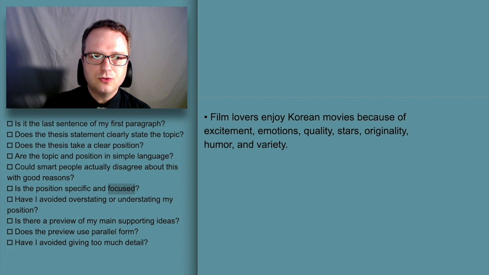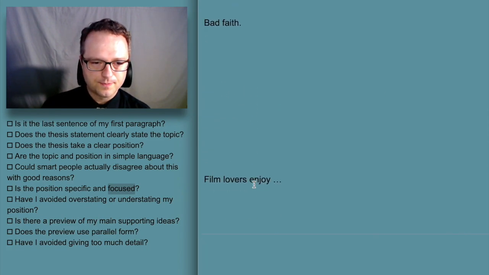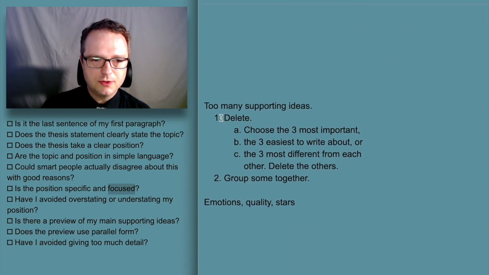So what can you do when you have too many ideas? Well, there are some things you can do. One is to delete. Just choose the 3 most important and delete the others. Or choose the 3 that are easiest to write about. This is a good idea if you have a time limit. Just pick the 3 that you can write about the most easily or the fastest, and just write about those 3.